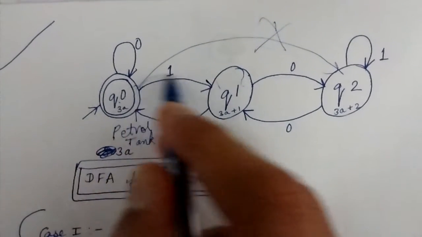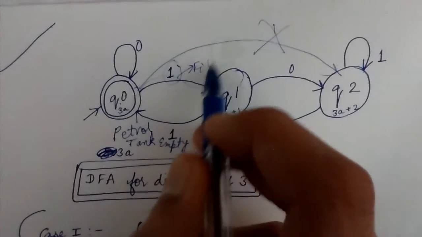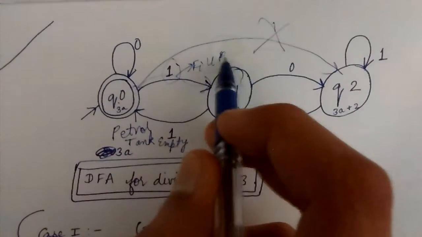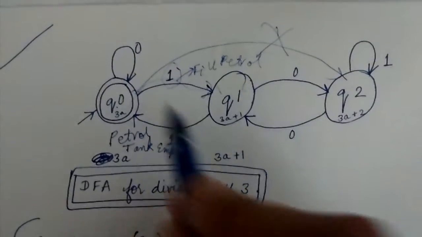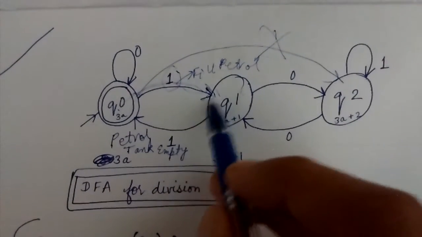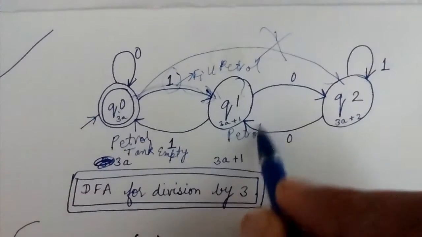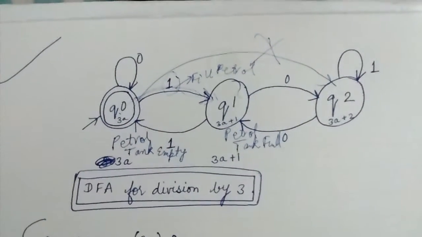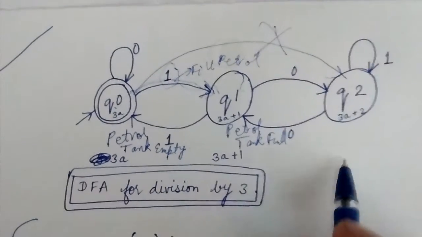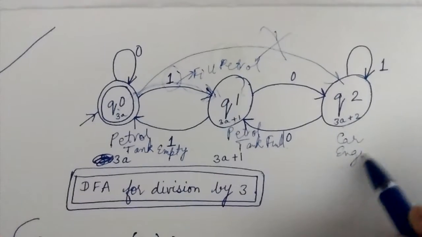Instead of this 1, what will the input be? Fill petrol. This will be the input, fill petrol. And in which state will we reach after following this transition? We will reach a state where the petrol tank is full. And this may be a state where the car engine has started.